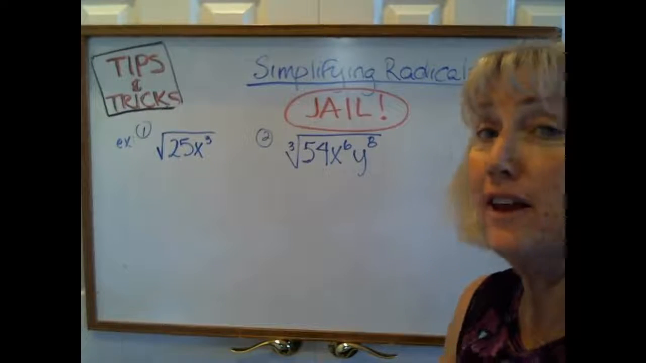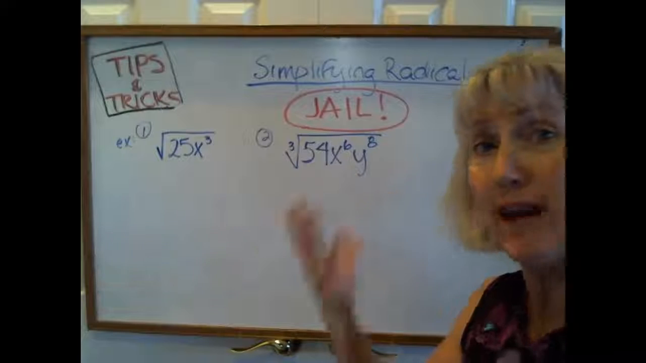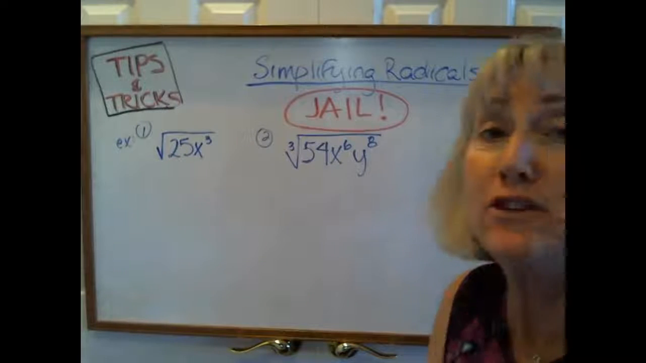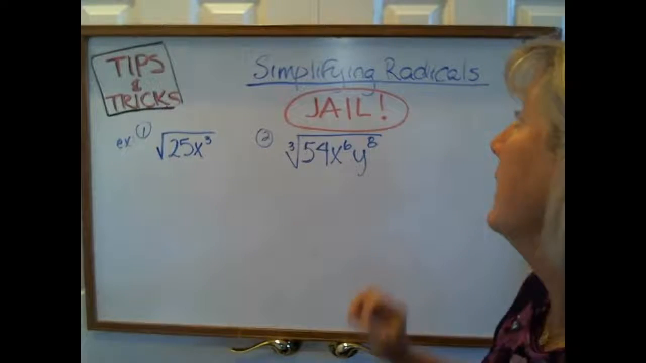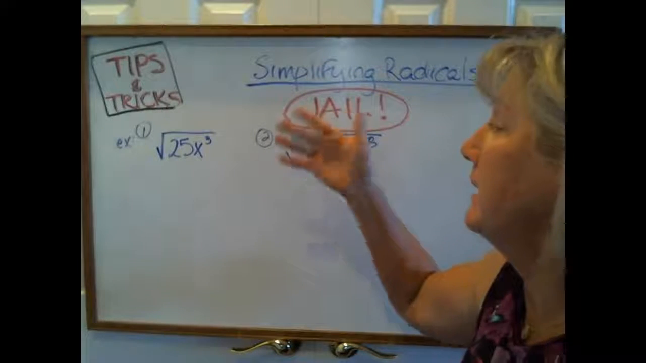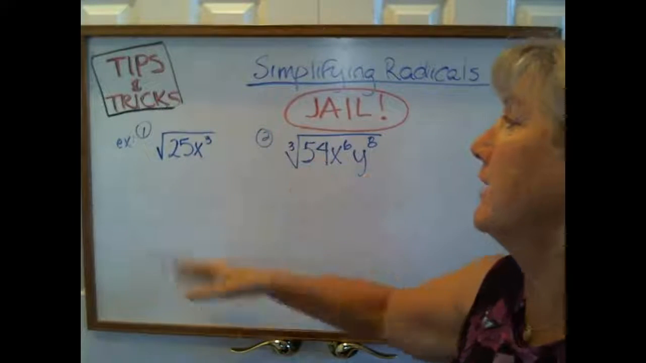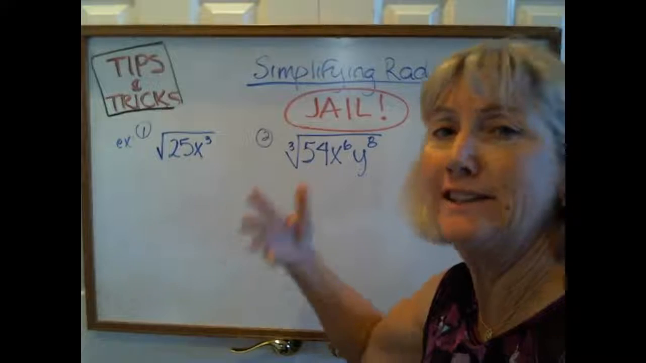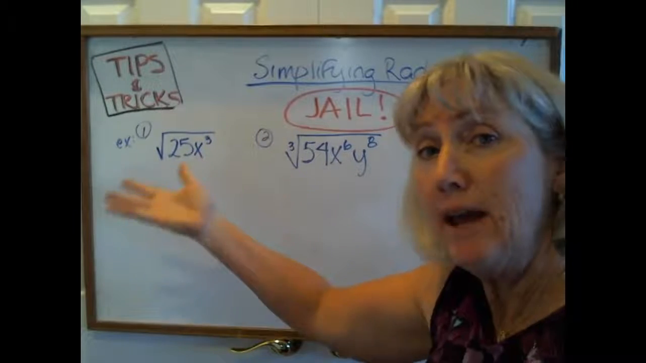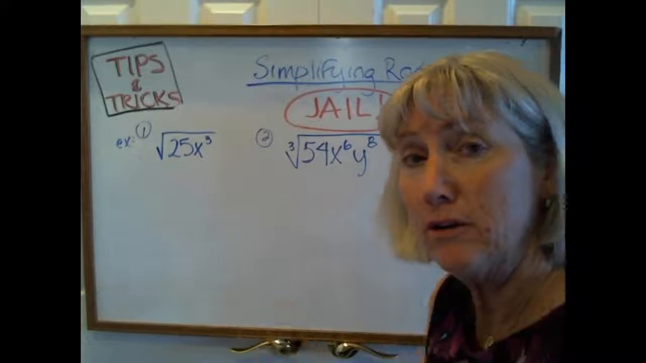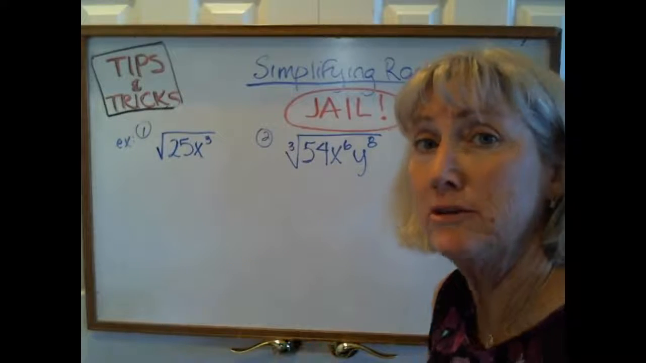Okay, now this is another one of my favorite lessons along with Castle Walls. Now we're going to have a story about jail. And the way I talk about simplifying radicals is the radical acts as jail. And you can escape from jail if you have a partner or partners to escape from.